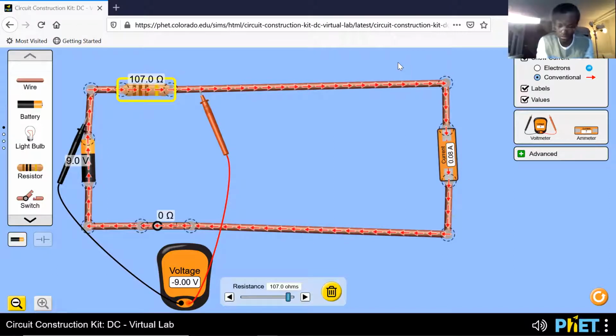So that's pretty straightforward, unless there are any questions. Are there any questions, or we can start the second part of the lab? No questions? All right, so the second part, we need to set up a series circuit.